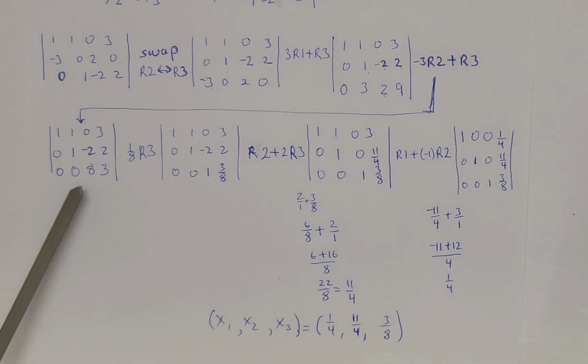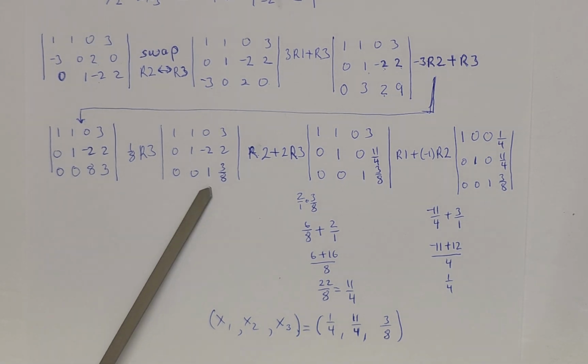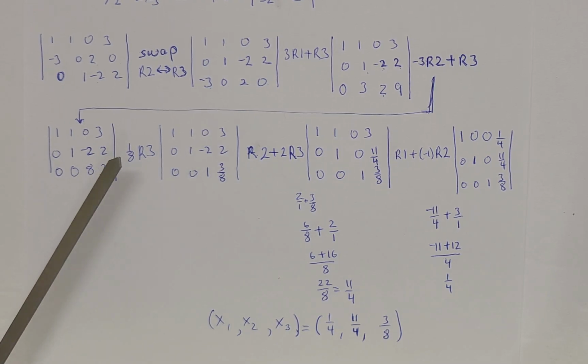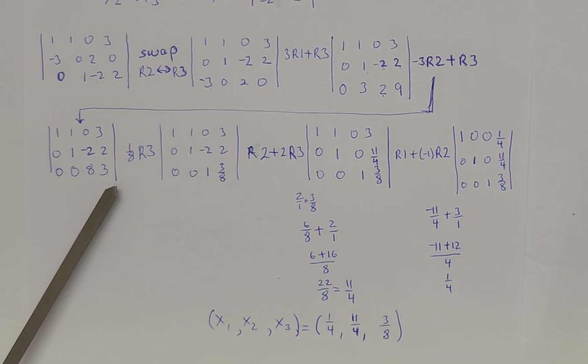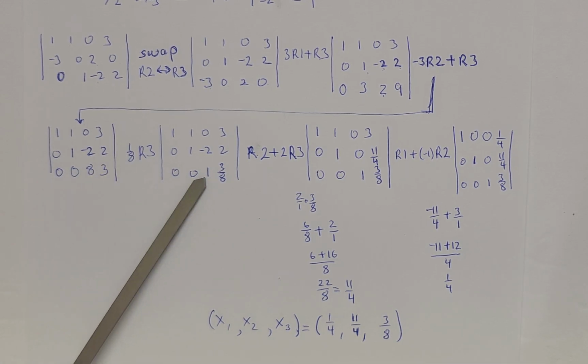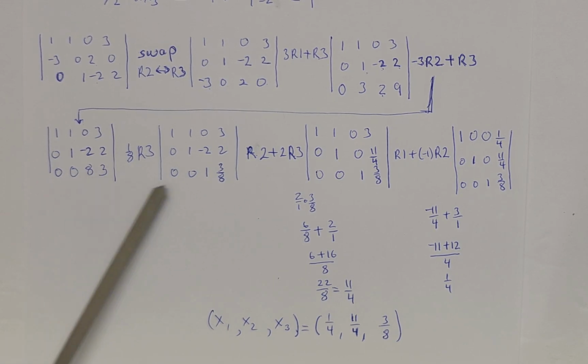Next, we want this 8 to be a 1, okay? So this 8 right here to be a 1. So multiply the reciprocal to the whole row 3. So 8 times 1/8 gives me this 1. 1/8 times 3 is this 3/8, okay?